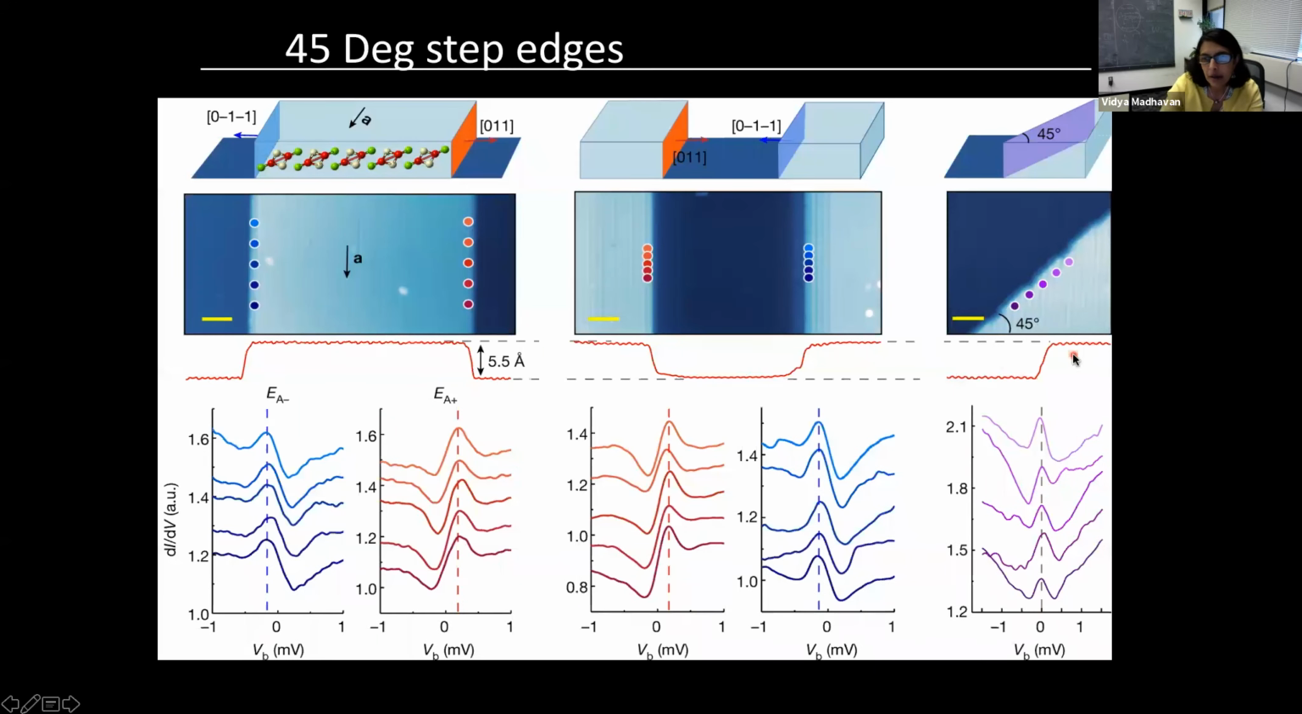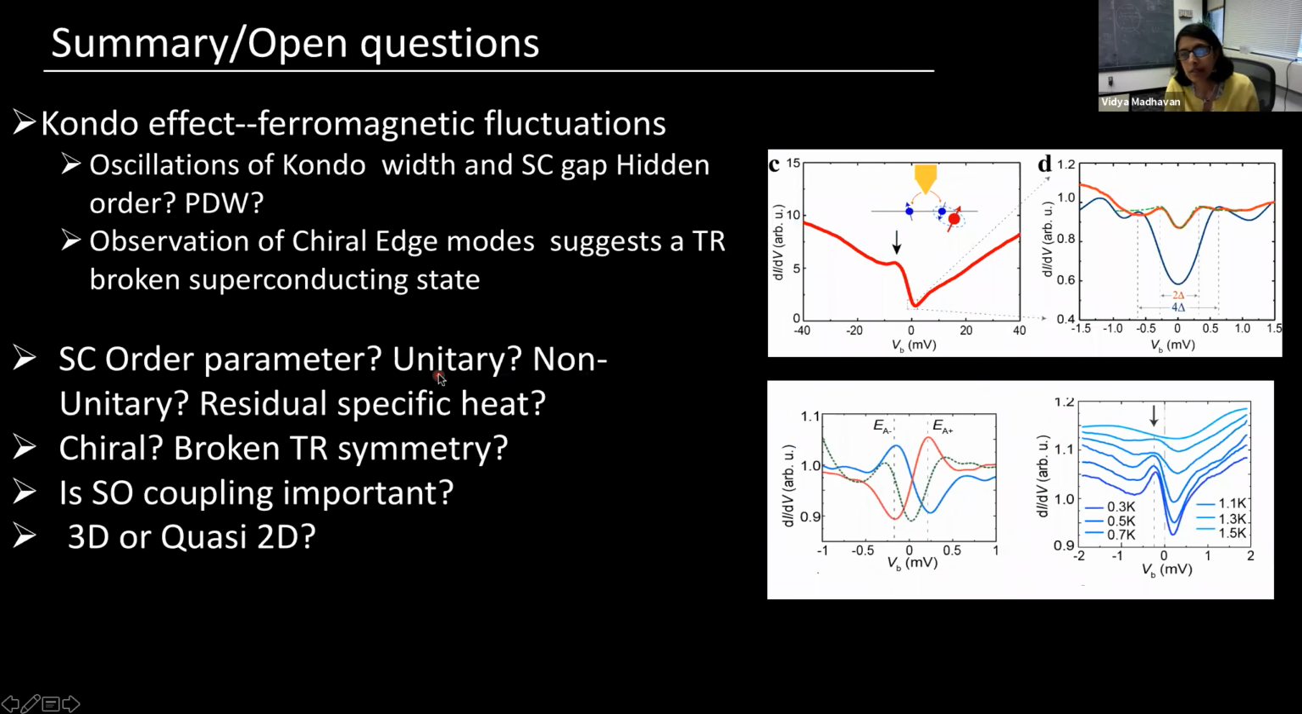And finally, the last thing I want to say is that these were step edges parallel to the a-axis. We also found step edges diagonal to the a-axis. They all show in-gap states. However, those in-gap states are symmetric. They exist right at the Fermi energy, and they're symmetric about the Fermi energy. Okay, so this is the summary. So what we see in our data is the existence of edge states which show a chirality.